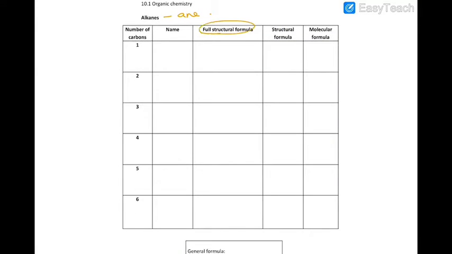So the full structural formula should contain all the bonds. I'll do one example for you. Let's go for pentane. Full structural formula, all the bonds. So I draw all the 5 carbons and then fill everything with the hydrogen atoms here.